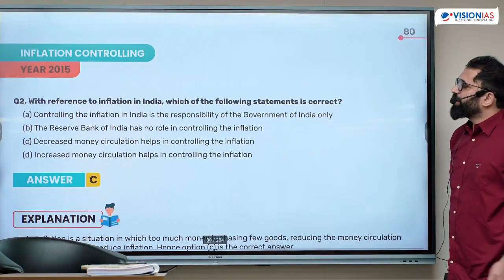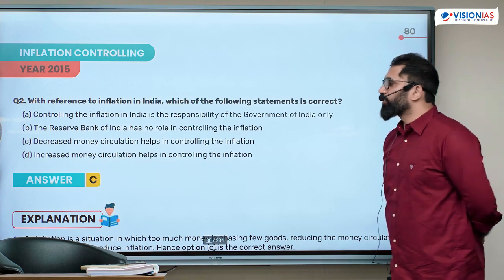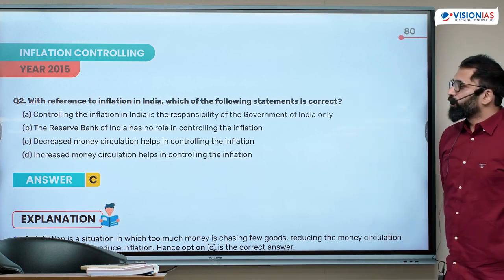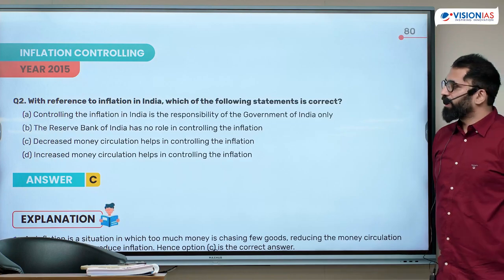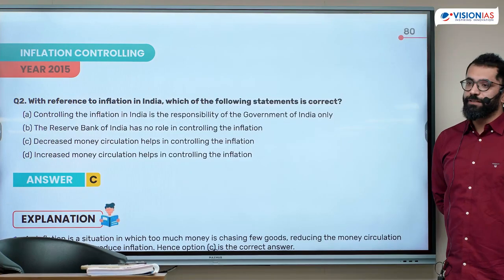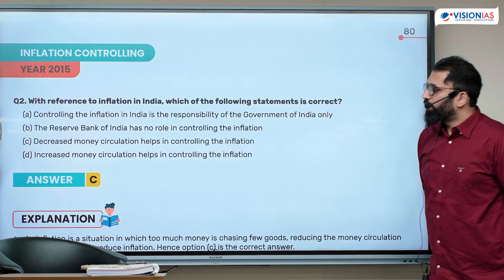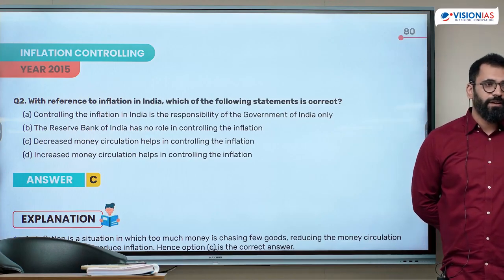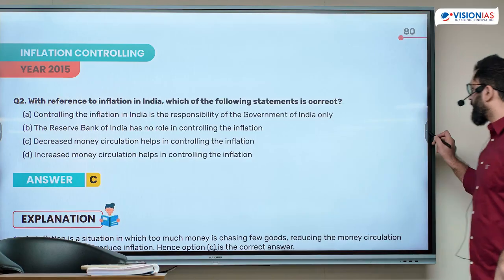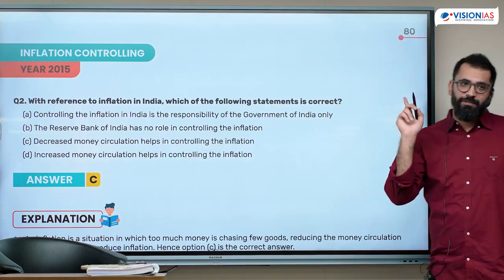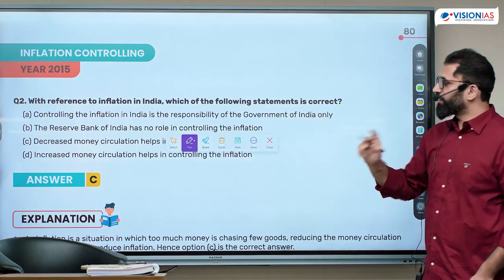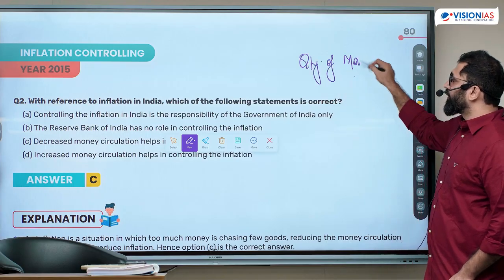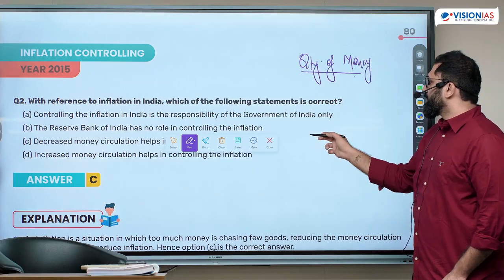With reference to inflation in India, which of the following statements is correct? Controlling inflation is the responsibility of the Government of India only. Reserve Bank has no role in controlling inflation. Decreased money circulation helps in controlling inflation. Or increased money circulation helps in controlling inflation. Which one? See, the quantity theory of money says, apart from these three factors which I told you cause inflation, there is another cause of inflation, which is the quantity of money.